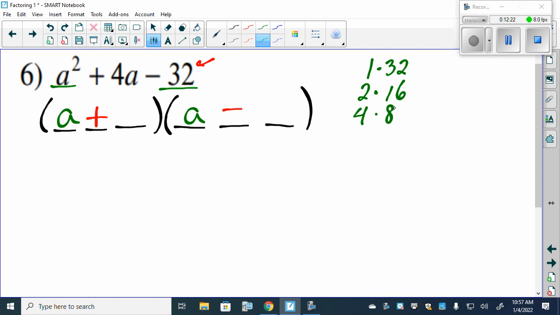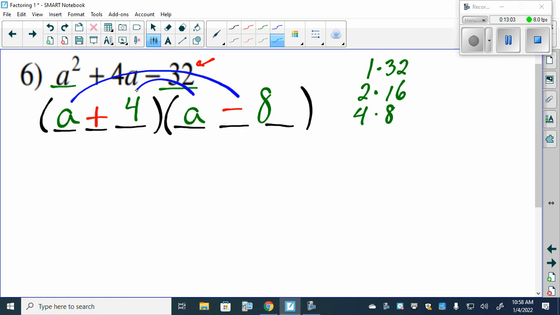Now looking at these 3 sets of factors, which one do we want to try first? 4 and 8. Does it matter which one we put first? I'll just go on and put 4 first. And lastly, we need to check it. We need to multiply. And we'll have to switch the signs. Now we don't have to worry about a times a, because a times a is a squared. That's where we got a and a. We also don't have to worry about 4 times negative 8, because 4 times negative 8 will give us back negative 32. That's where we got 4 and 8.